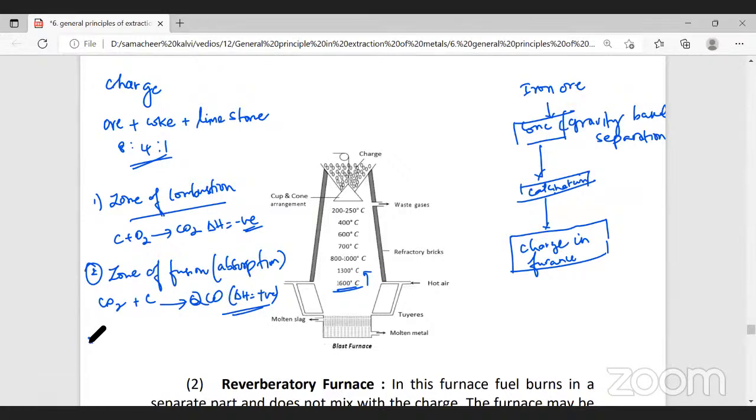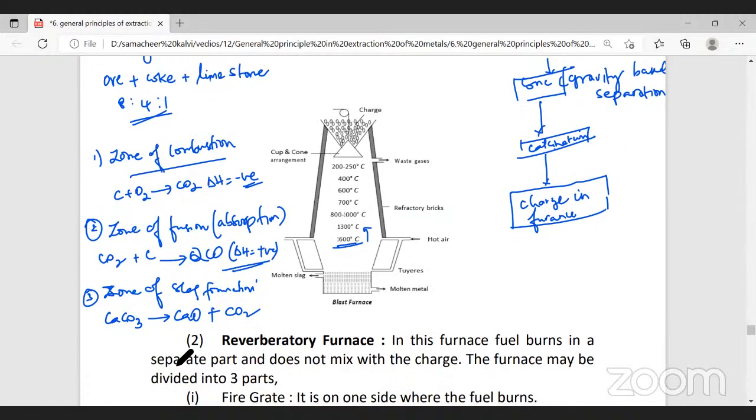Now, the third step is the zone of slag formation. In the zone of slag formation, limestone will decompose to form calcium oxide, giving carbon dioxide. This calcium oxide will react with the impurity. The impurity is sand here, which is a gangue particle. The calcium oxide is the flux. Therefore, you get calcium silicate. Now they can ask you for 1 mark: what is the slag formed in the extraction of iron? The slag formed in the extraction of iron is calcium silicate.